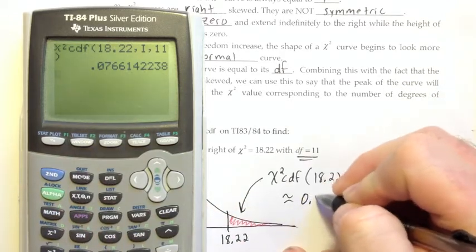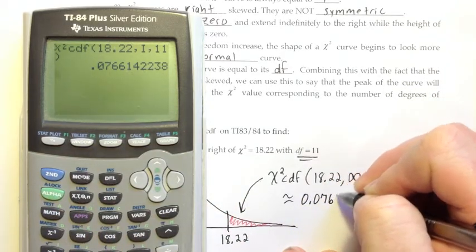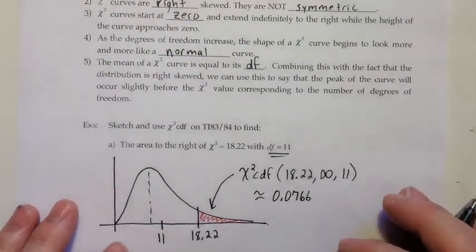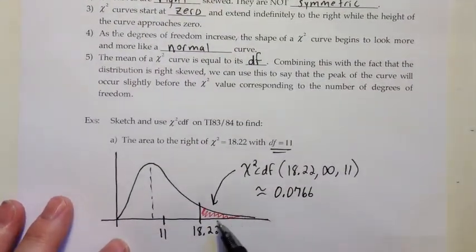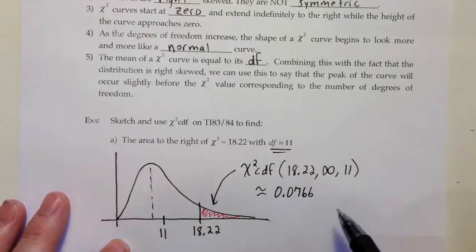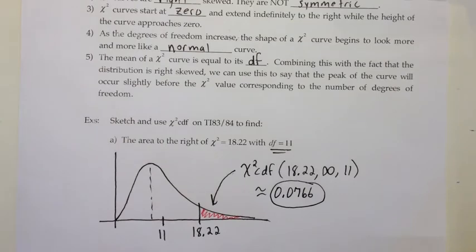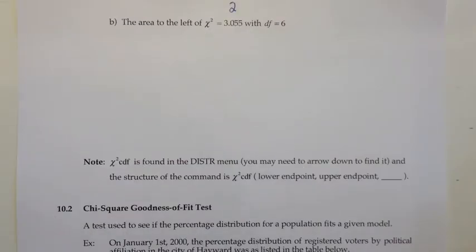So 0.0766 is that area. And again, just looking at the picture, the total area under the curve is 1. I just have a small portion of that shaded, so for that area to come out around 0.0766 seems like a reasonable answer. Okay, so moving on to the second page, let's go ahead and look at another similar example.